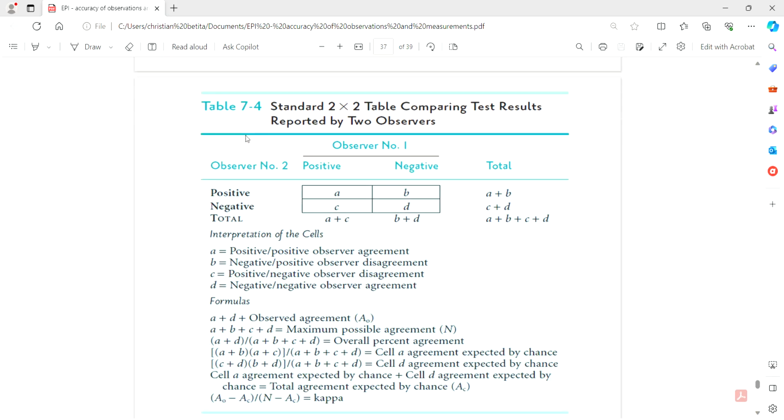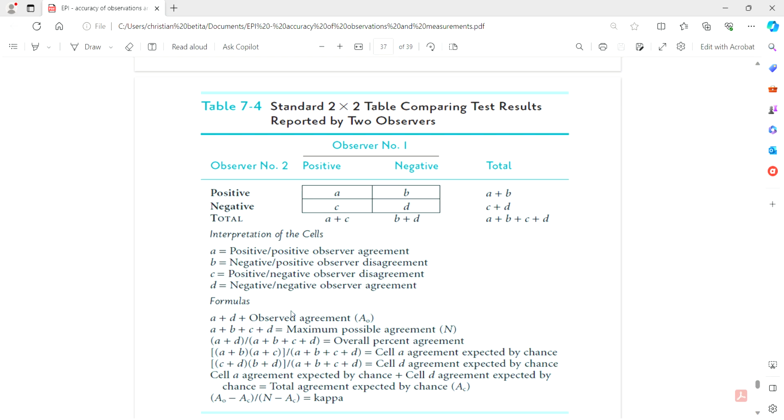So using this standard 2 by 2 table, this is observer number one and observer number two, positive, negative observations. So A and D, both observer one and two agree with the measurements. So A, both observer one and two agree that the test is positive. And for D, both observer one and observer two agree that the test is negative. So B, observer 1 is negative and observer 2 is positive. C, observer 1 is positive, observer 2 is negative.